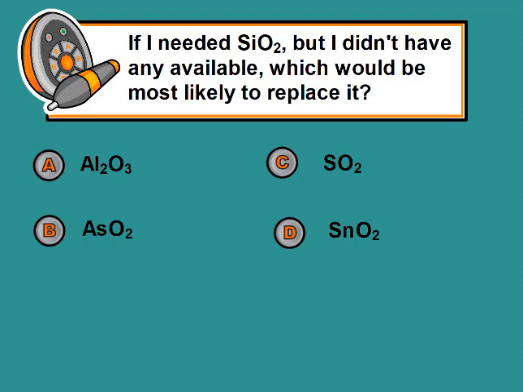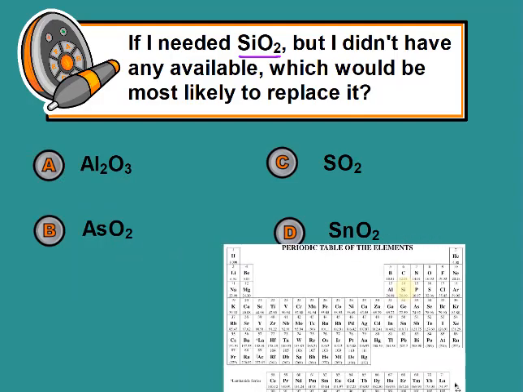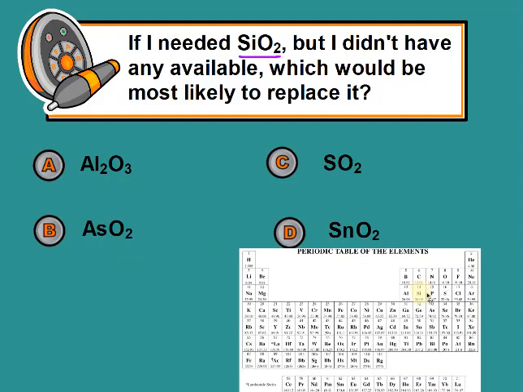So this one's bringing back some periodic properties. It says you needed silicon dioxide, but you didn't have any. So to replace it, they give you a bunch of other oxides. Well, silicon is here on the periodic table. So if you're looking for something that's similar to it, you're going to be looking for things that are in the same column or family.